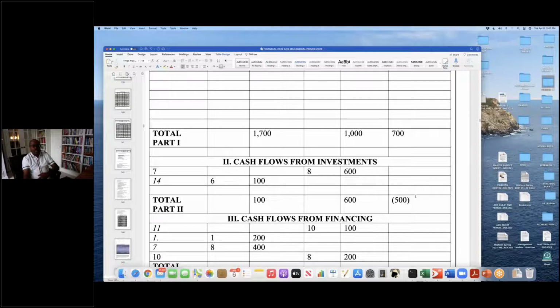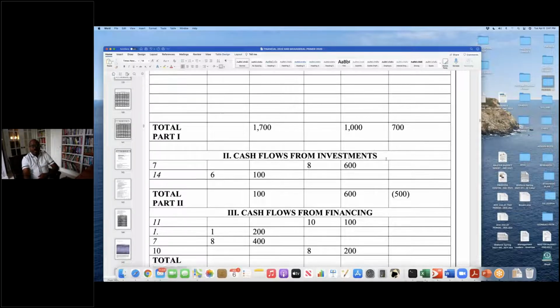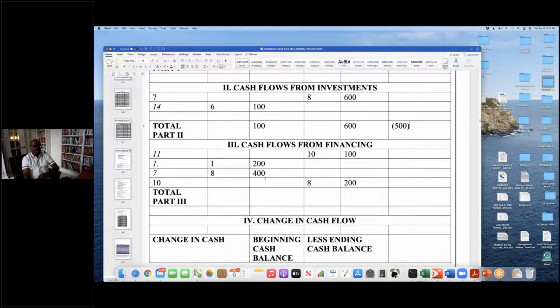In parentheses, as in like it's negative, right? Correct. Got it. I only asked because that's how it is in Excel. When you have Excel and you hit accounting, that's what it looks like. Okay.